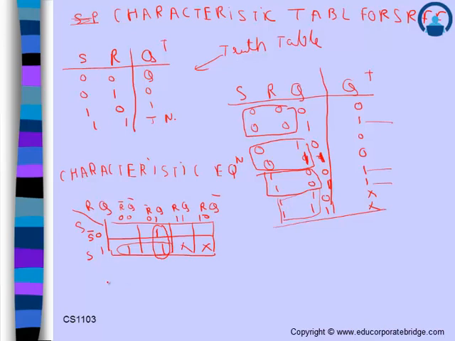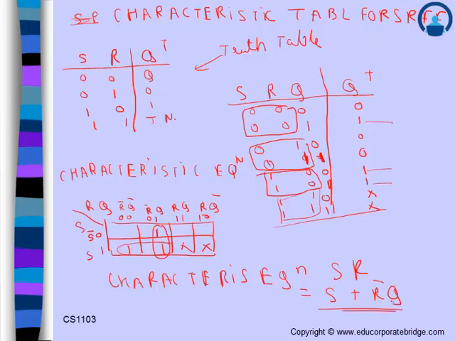Okay. So the characteristic equation for SR is given by S plus R bar Q. This is the characteristic equation for SR: S plus R bar Q.